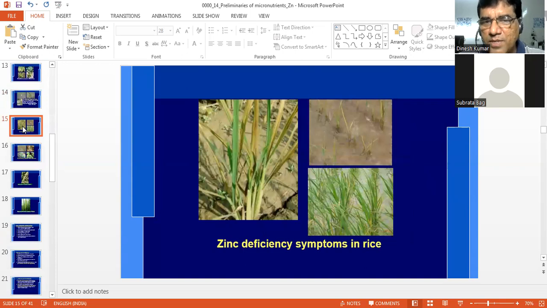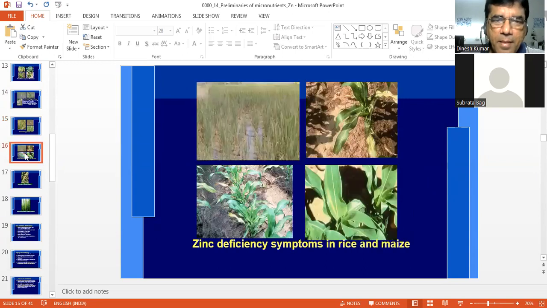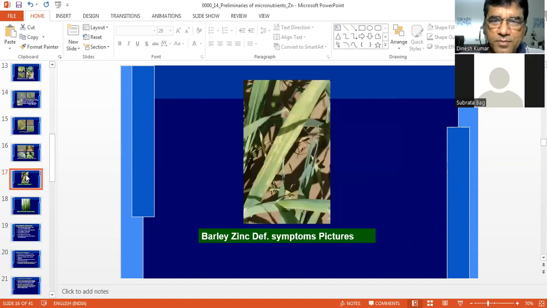Now see more deficiency symptoms. It is drying of leaves. You can see brown color. Here also zinc deficiency in rice and some other crops.